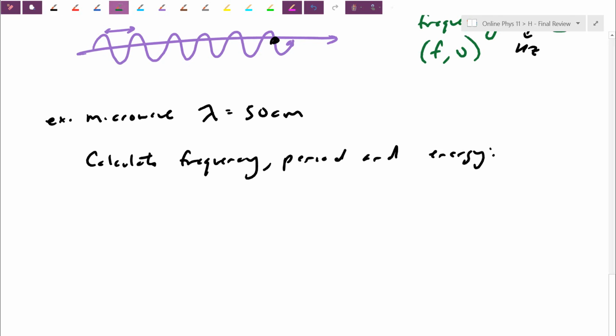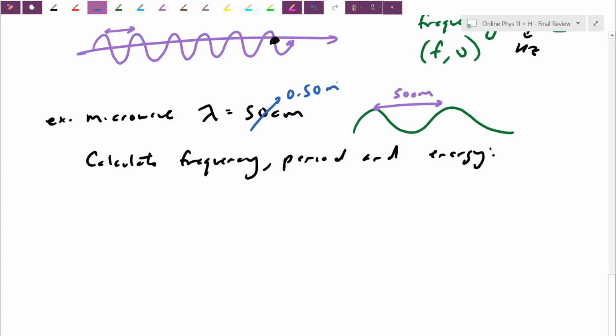So the first thing you want to do here is convert everything back into SI units. Even though I know this time the wavelength itself is actually 50 centimeters, it's actually quite sizable in comparison to the nanometers that we've been working with so far. We still need to convert it to a meter. So 50 centimeters here is actually 0.50 meters.